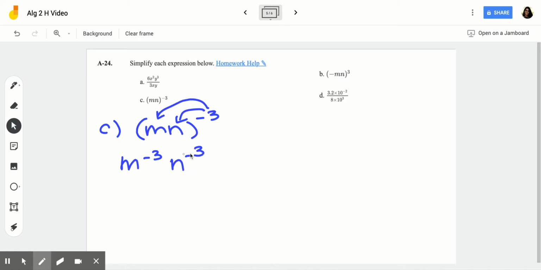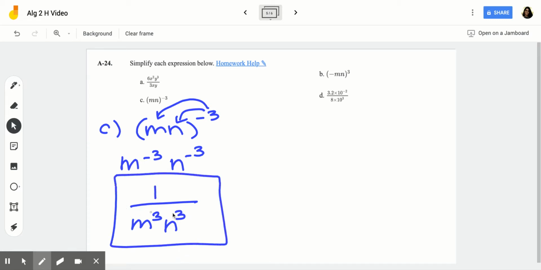Now, we never leave negatives in the exponents. They cross the line and change the sign. This gets to move to the bottom because it has a negative 3. It crosses the line, changes the sign. This has a negative 3. It also crosses the line, changes the sign. There's nothing left on top, which means we need to write a 1. We can't just have a random fraction bar. And that's my answer. Okay, let's look at D.